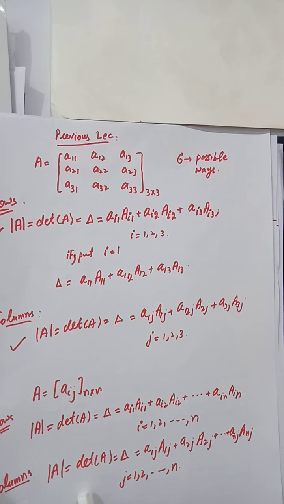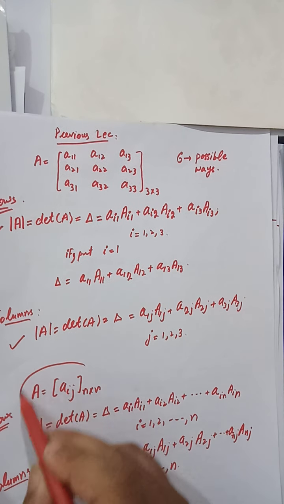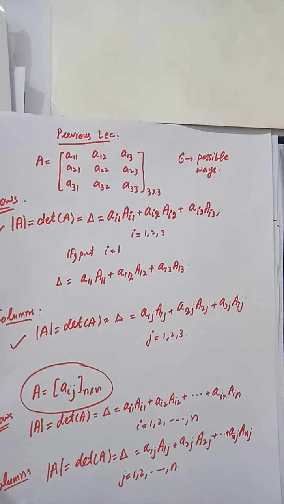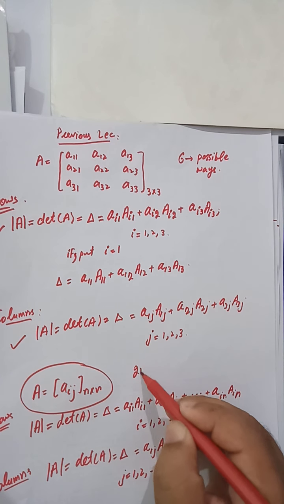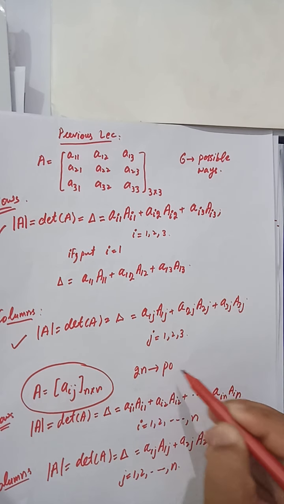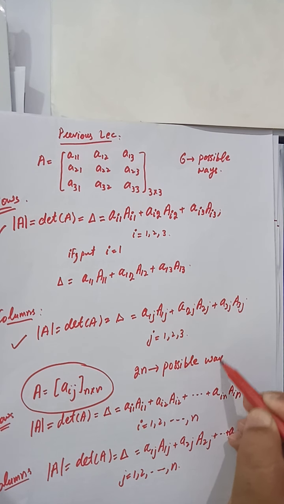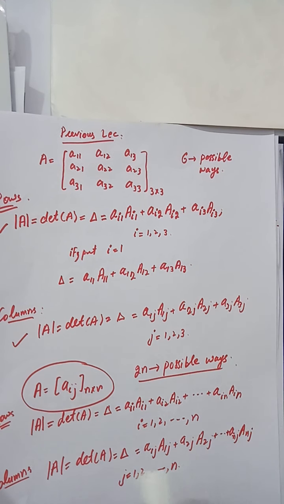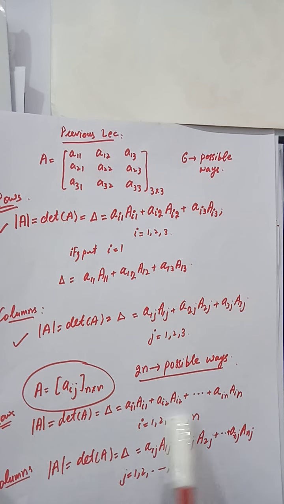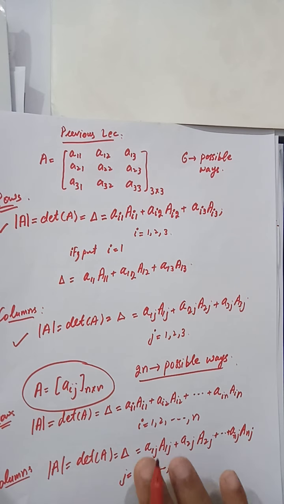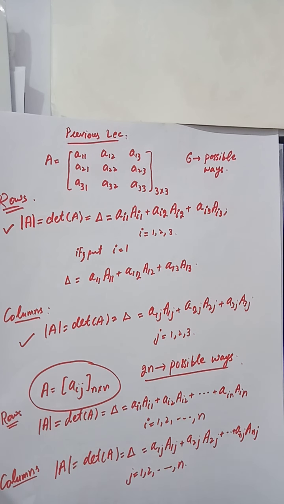So these are the n possibilities. When the matrix is of order n by n, there are 2n possible ways to find the determinant. Of these 2n possibilities, n are with respect to rows and n are with respect to columns. You need to expand the matrix along one of the rows or one of the columns.